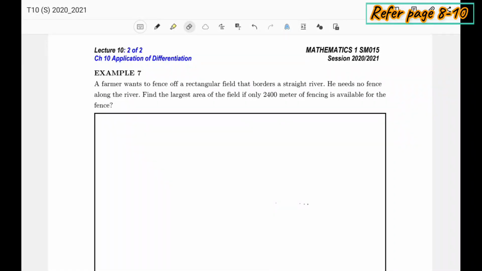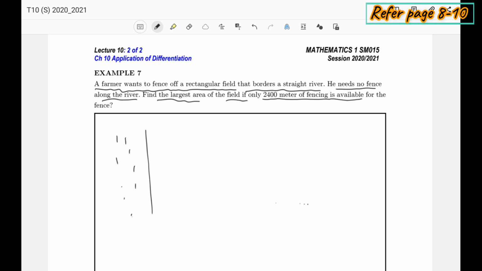Let's look at the first example of optimization problems. A farmer wants to fence off a rectangular field that borders a straight river. He needs no fence along the river. Find the largest area of the field if only 2,400 meters of fencing is available. So let's say this is your river. So this is your field.